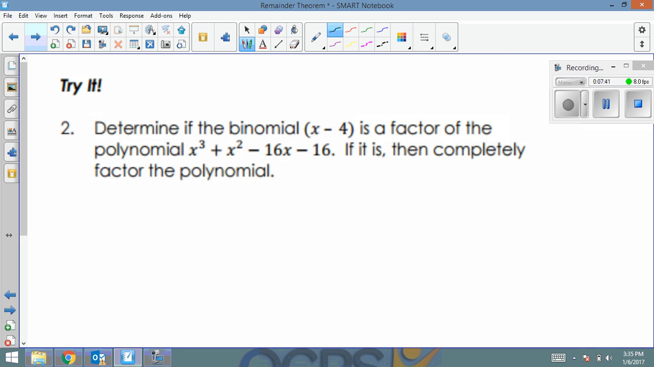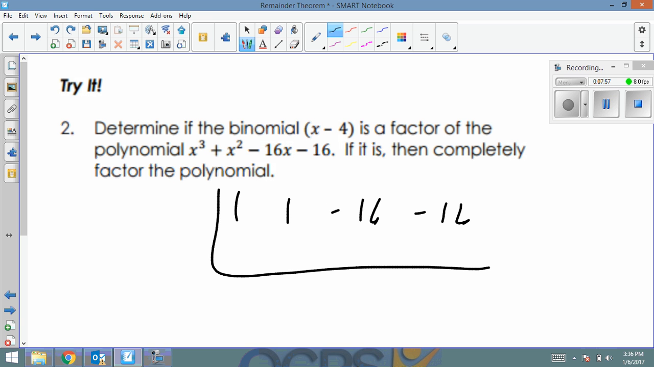Here we're going to do another one. Determine if the binomial x minus 4 is a factor of the polynomial x cubed plus x squared minus 16x minus 16. If it is, then completely factor the polynomial. So again, we have to use synthetic division. So we have 1, 1, -16, -16. Again, we're going to put 4 on the outside.